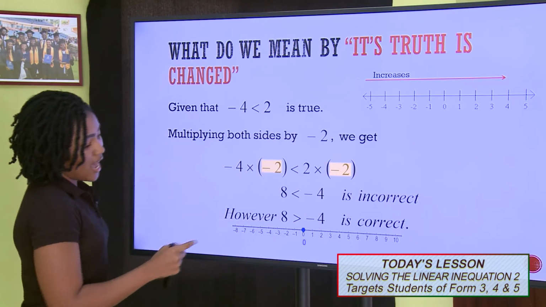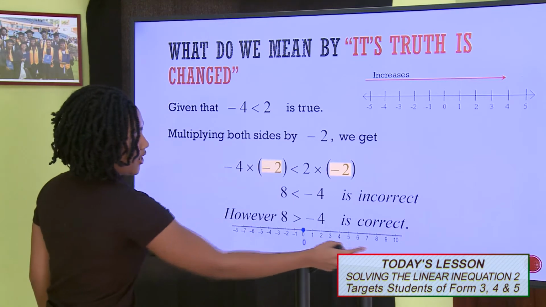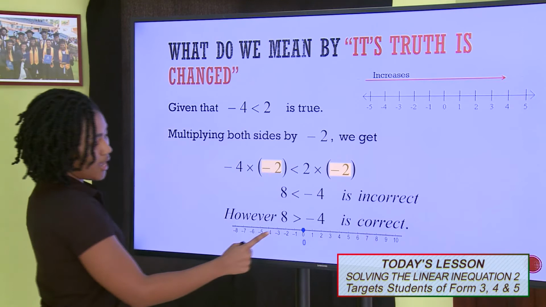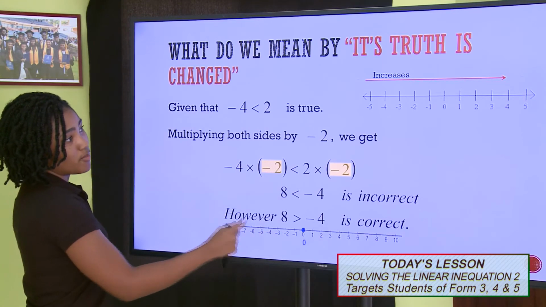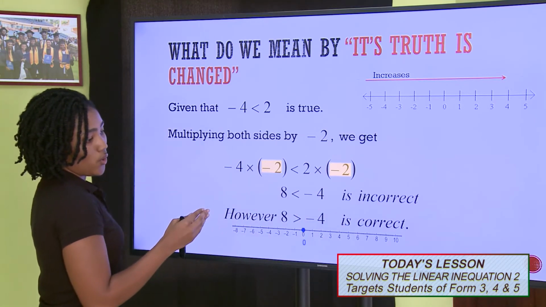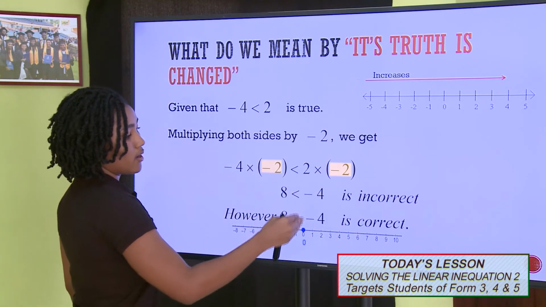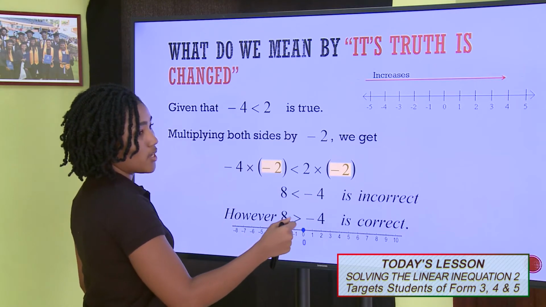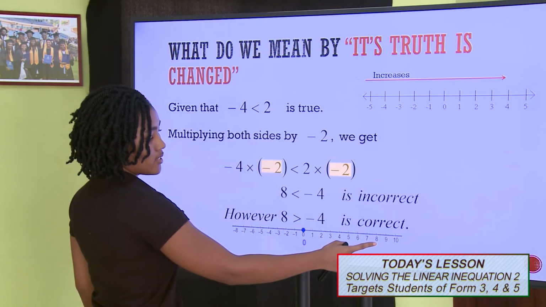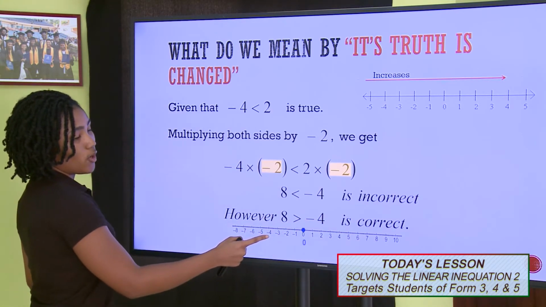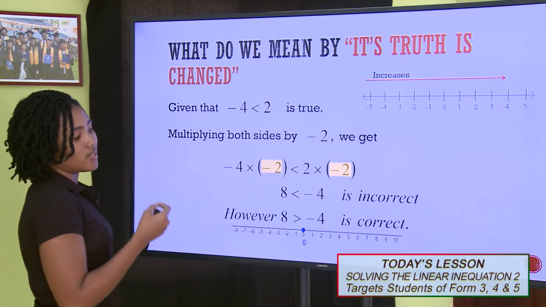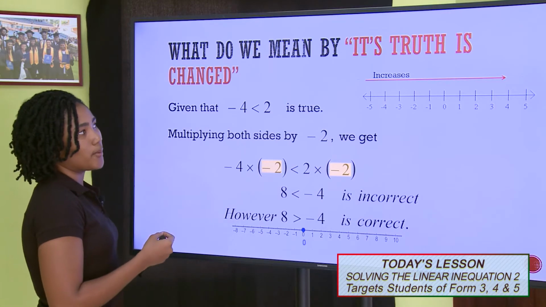And that is correct. And we see that on our number line here. So here we have 8 and negative 4. And remember, our number line increases to the right. So the numbers get bigger and bigger as we go to the right. The numbers get smaller and smaller as we go to the left. So to the right we have 8, and to the left we have negative 4. So it's clear to see via our number line that 8 is indeed greater than negative 4.